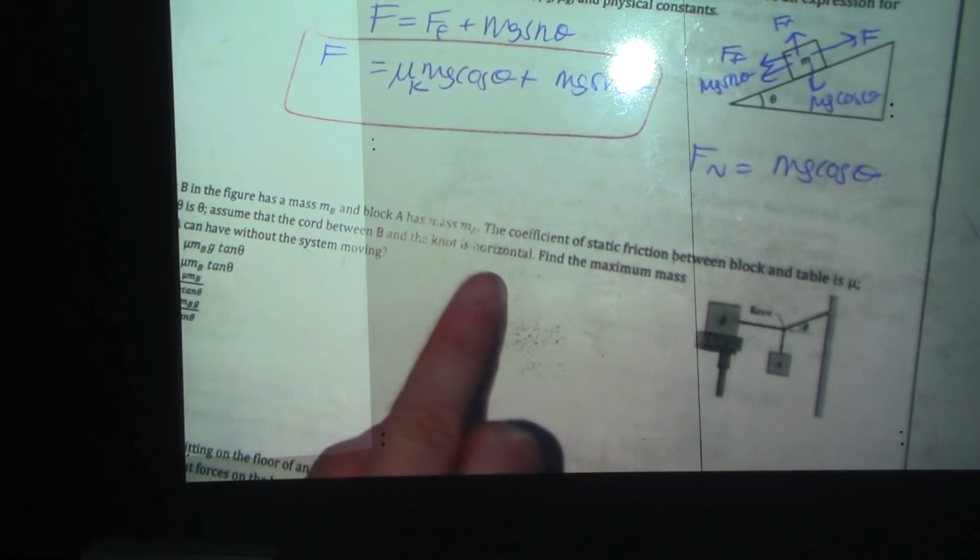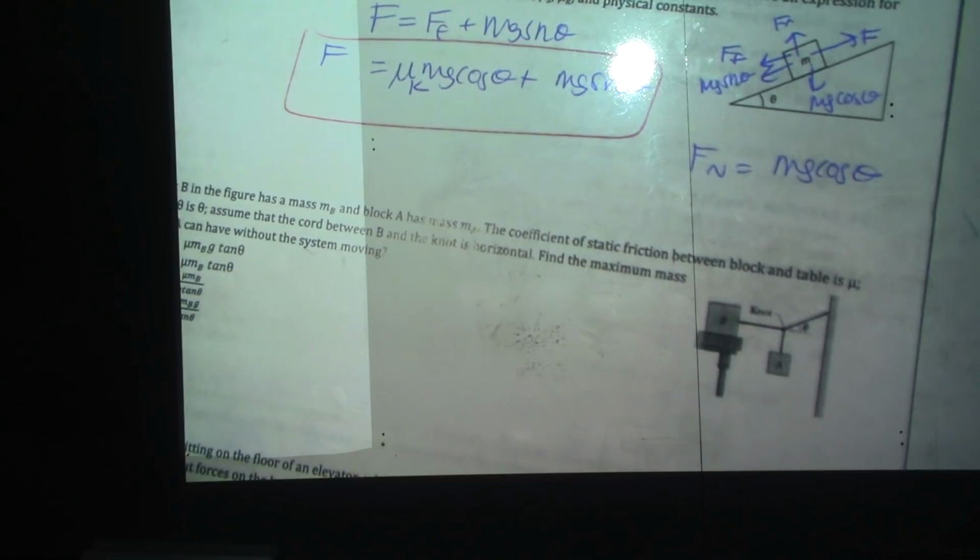Ooh, this is a good one. Block B in the figure has a mass mb and block A has mass ma. The coefficient of static friction is mu. Assume that the chord between the knot is horizontal. Find the maximum mass A can have without the system moving.